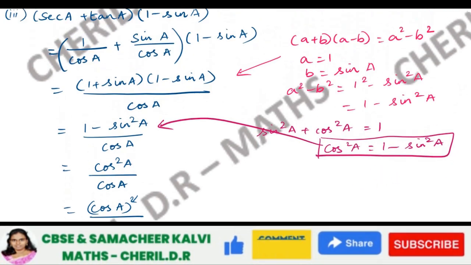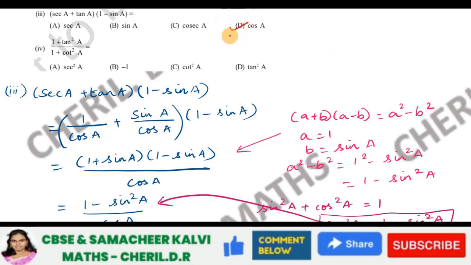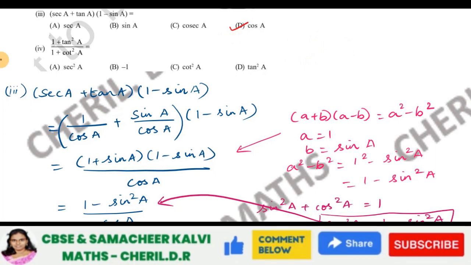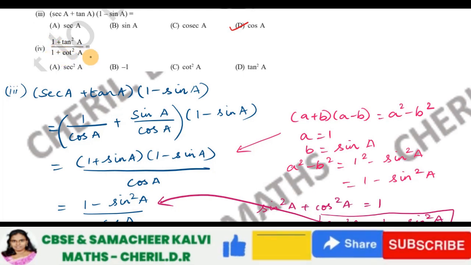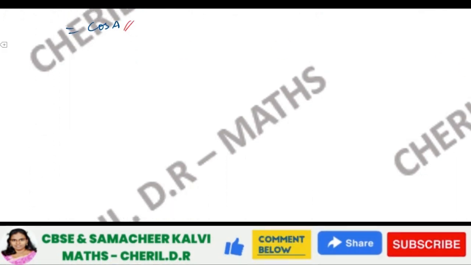Now we'll get into the options. So do we have anything called cos A here? Yes, we have the D option as cos A. So this will be the correct answer. So now can we get into the fourth question? Yes. So what is the fourth question all about? 1 plus tan square A by 1 plus cot square A. So we'll write it down.